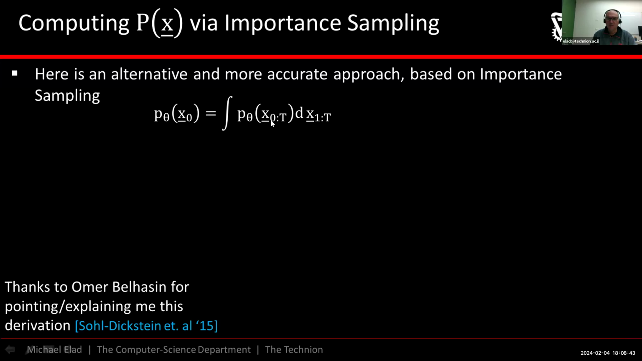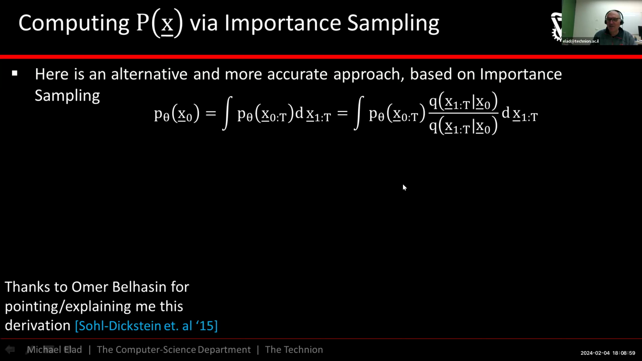Here is what we'll do. Let's multiply and divide by the same quantity, which is the forward probability of the path given x0. Since I'm multiplying by two non-zero elements and they are the same, I change nothing. Lovely. Now let's do another step that means nothing, but it is actually crucial. Let's change the order. Let's take this q, put it here, and let's take this p theta and move it there. So here is the expression, okay?